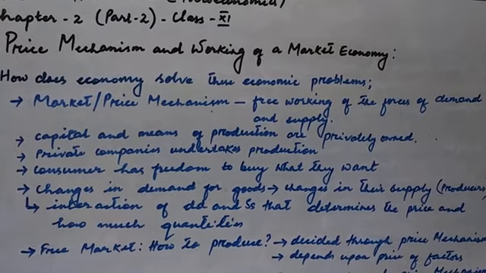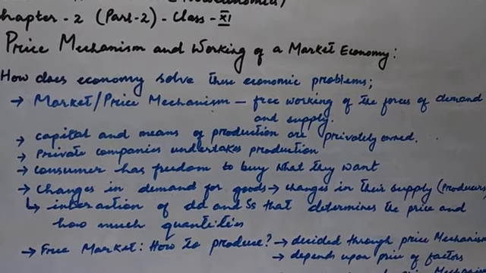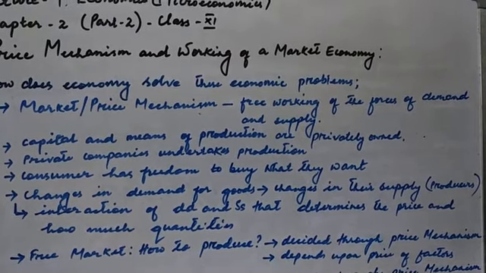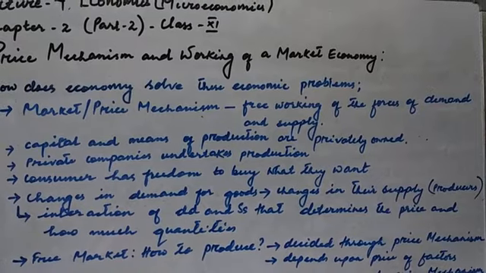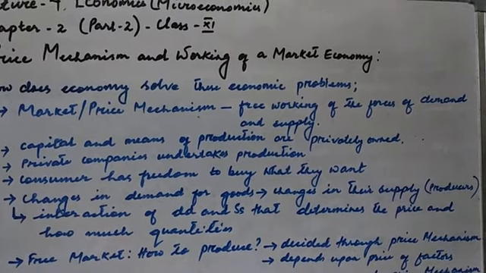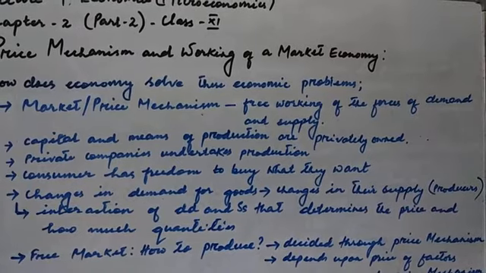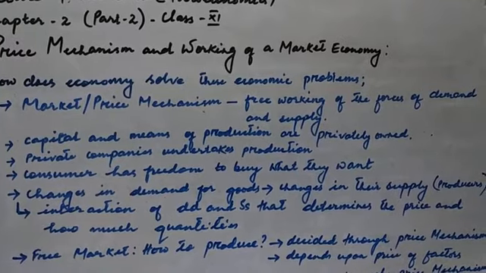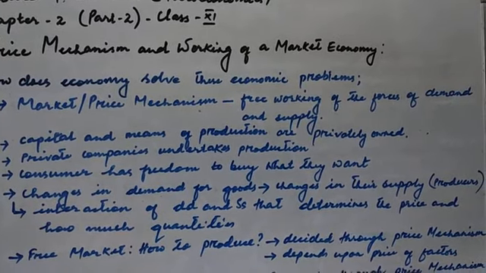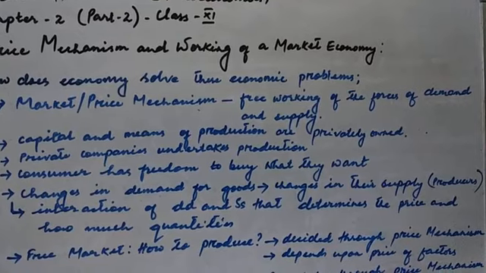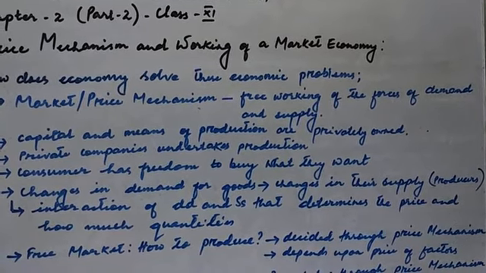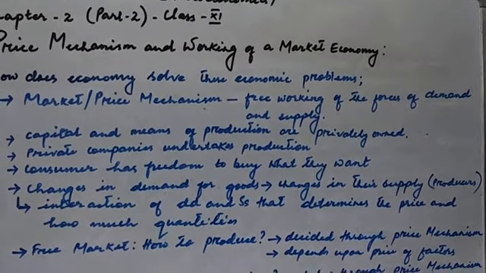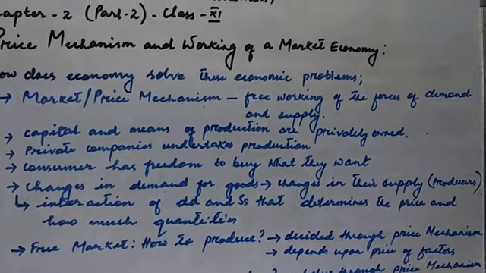In such an economic system, capital and other means of production are the private property of individuals, and it is private companies or private individuals who undertake the work of production. Even the consumers have the freedom to buy the goods they want. In such a system, those goods will be produced more for which there is more demand, and those goods will be produced less for which there is less demand.